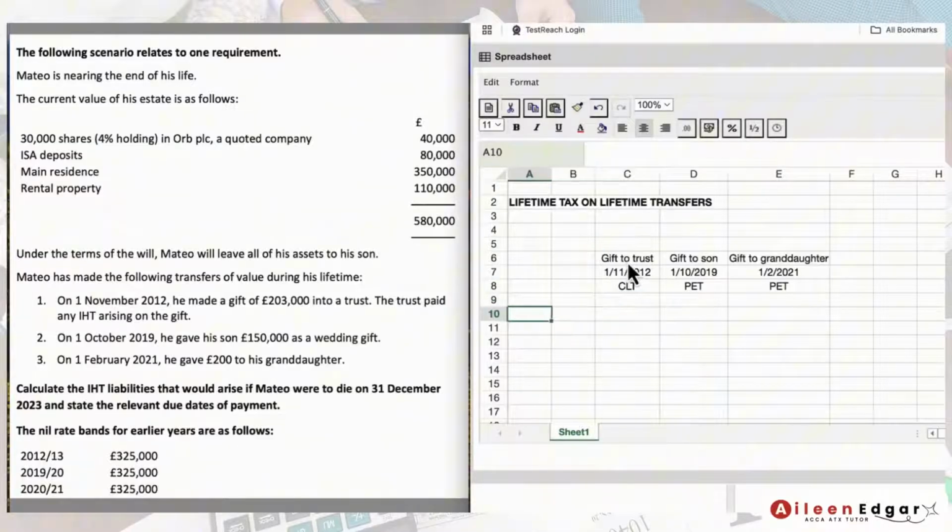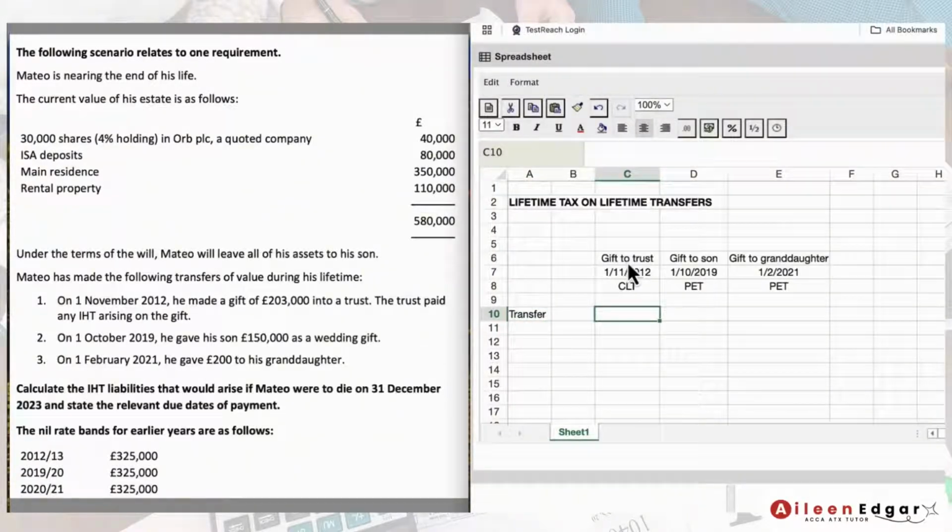So we're going to start chronologically, and we're starting off with transfer number 1, which is the gift to the trust on the 1st of November 2012. That was a CLT, we said, because it was a transfer into a trust. First thing we need to put in is the actual transfer value. So what is the amount that was actually given?